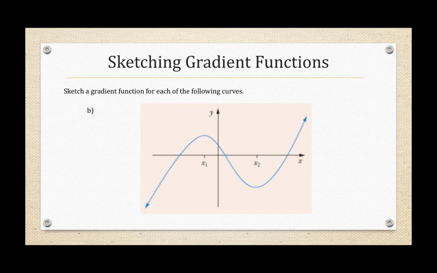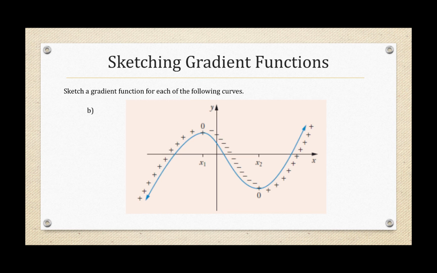In our second curve, you can see 2 stationary points at x1 and x2. Prior to x1, we have a positive gradient, and from x1 to x2, we have negative gradients, and x2 and beyond, we have positive gradients.